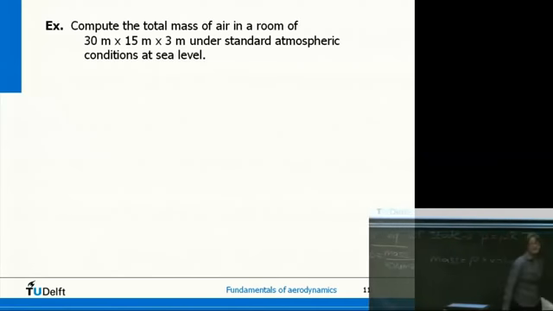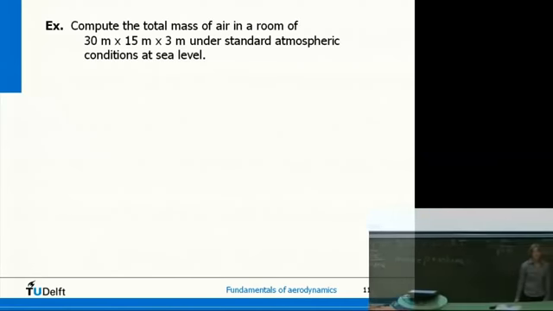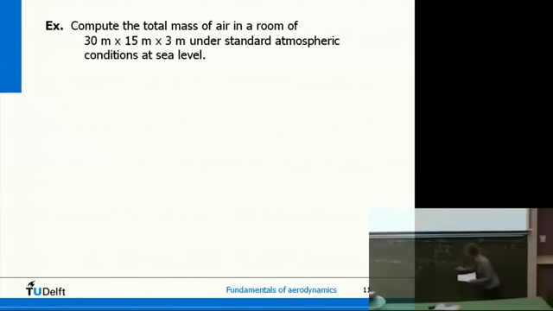So what is the density? Standard conditions, 1.225, thanks. So standard rho at standard sea level. The volume's given there, 30 times 15 times 3. The volume is actually 1,350 meters squared.